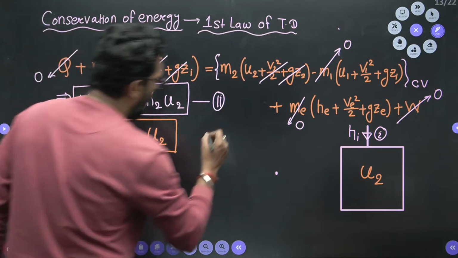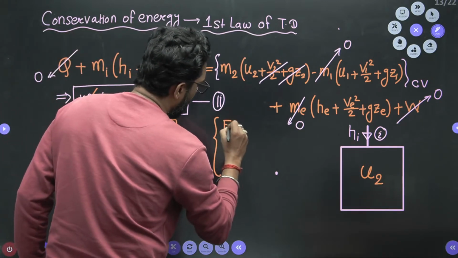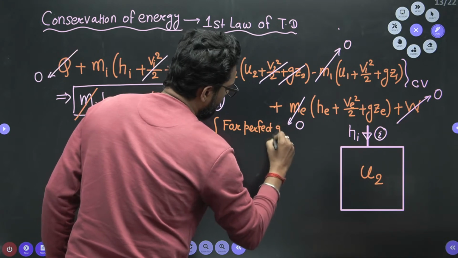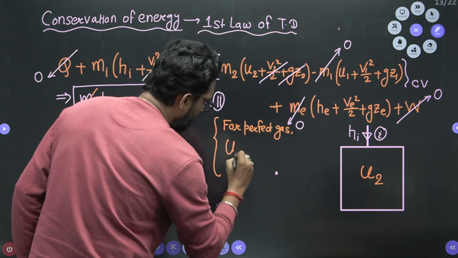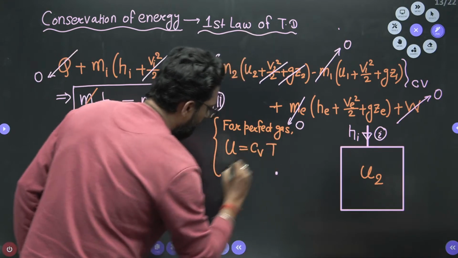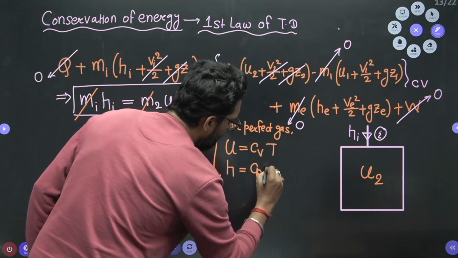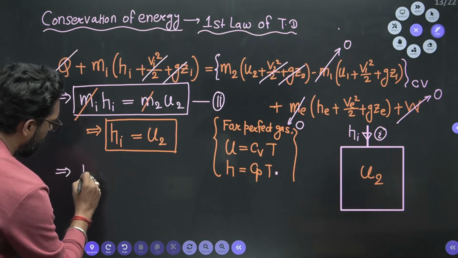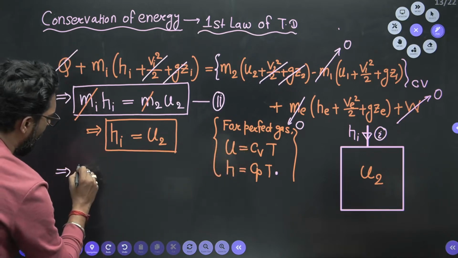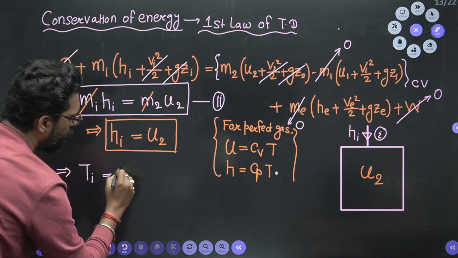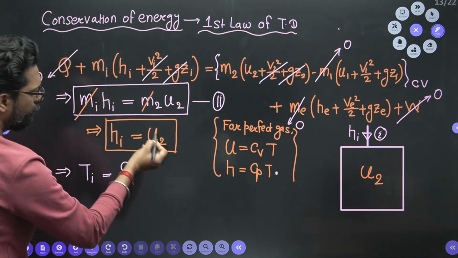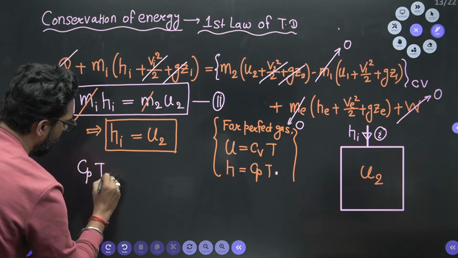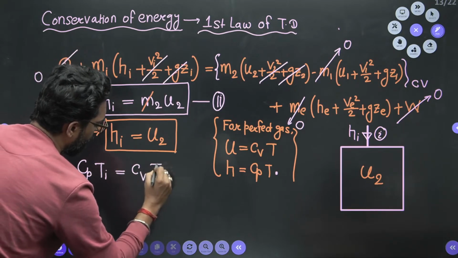That means we know that for an ideal gas, a perfect gas, internal energy is equal to CvT, enthalpy is equal to CpT. We know this thing. Put it here, so this is your H, and this is your U. So what, beta? You can write it like that: Cp Ti is equal to Cv T2.